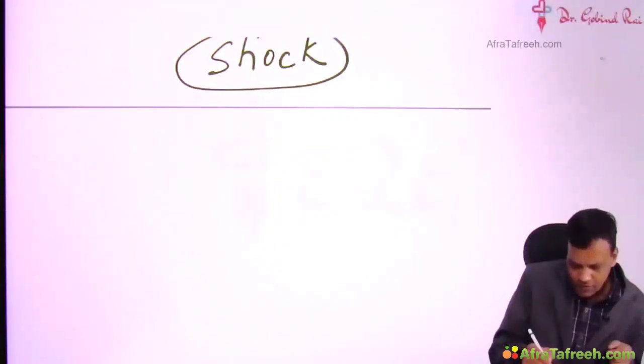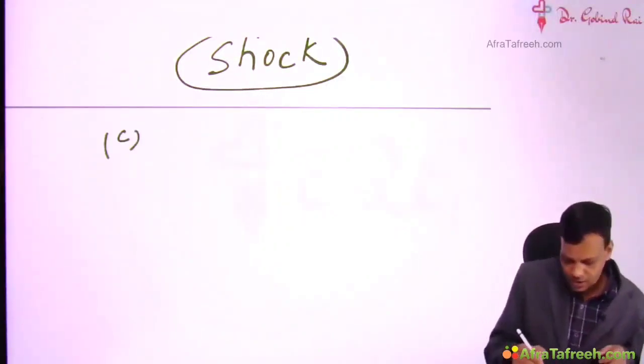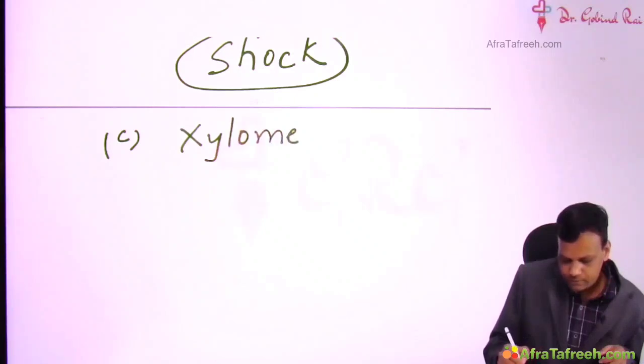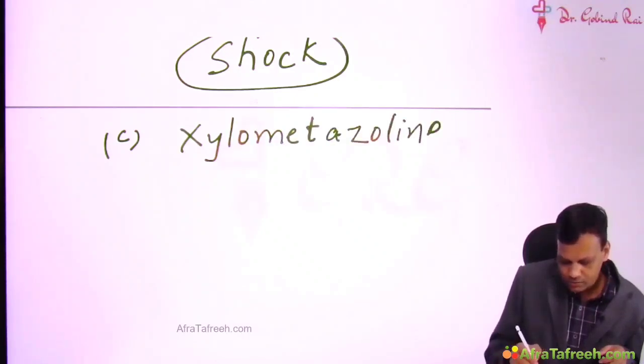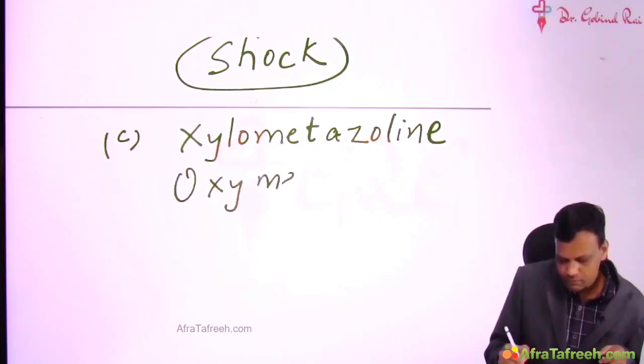Then we have the third group of drugs which stimulate alpha-1 receptors. These include xylometazoline, oxymetazoline, and naphazoline.